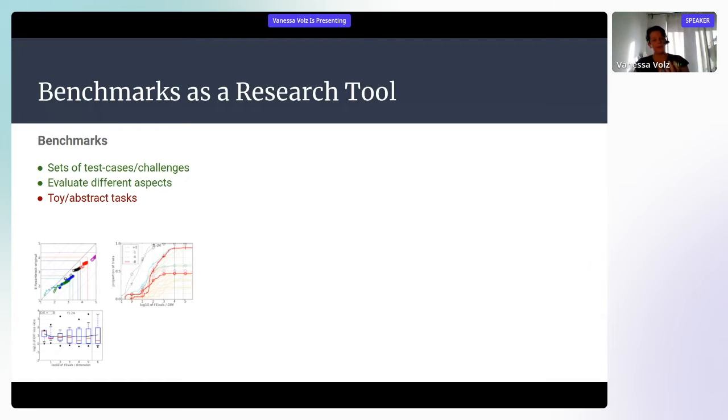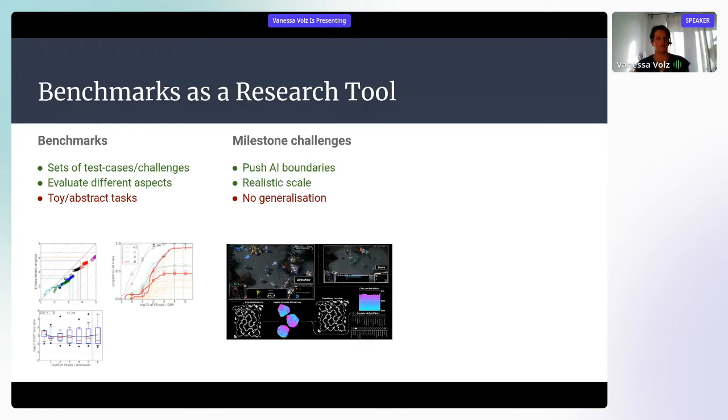So the idea is really to have an understanding of the problem, and then figure out, based on the performance of the algorithm, whether it can do problem type A or problem type B. Of course, the downside to that is that these are very abstract tasks and probably toy problems. So then there's additional questions around how do things scale. And that's where the milestone challenges come back in, right?